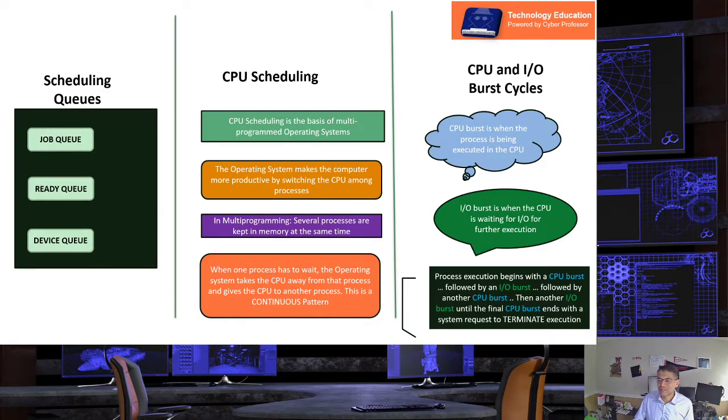So the case of the printer that I mentioned earlier, in that particular case, the CPU is waiting for the input-output device for further execution before it actually moves back to the CPU burst. So that is the cycle between CPU and input-output burst. Now, the process execution begins with a CPU burst followed by an input-output burst, followed by another CPU burst, then another input-output burst, until the final CPU burst ends with a system request to terminate execution.